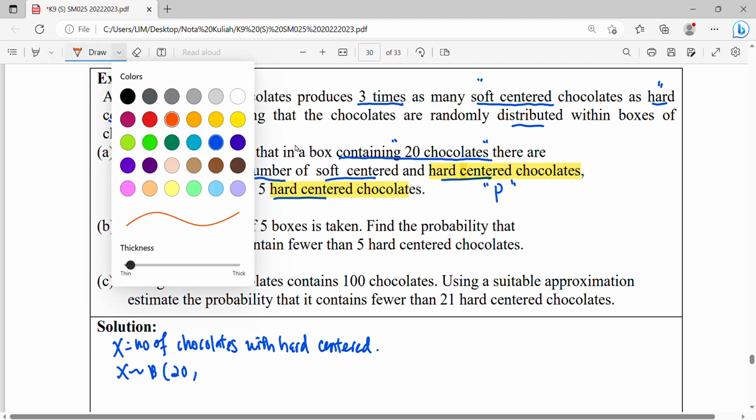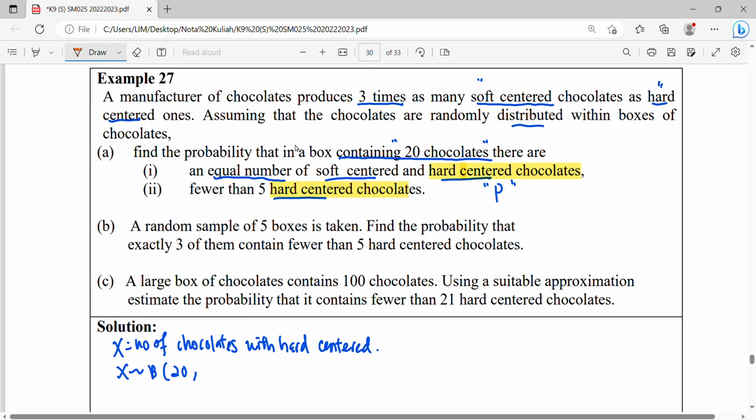3 times. So we follow the sentence here. Probability of soft is equal to 3 times probability of hard. So if soft is K, then hard will be 3K. So total probability 1, so 4K equals 1. So K is 1 over 4. So for the hard one, it will be 3 over 4. Sorry.